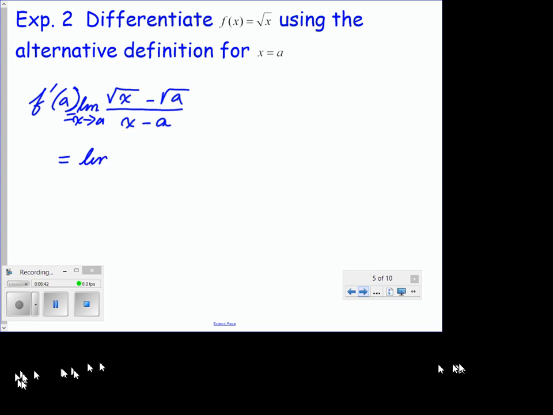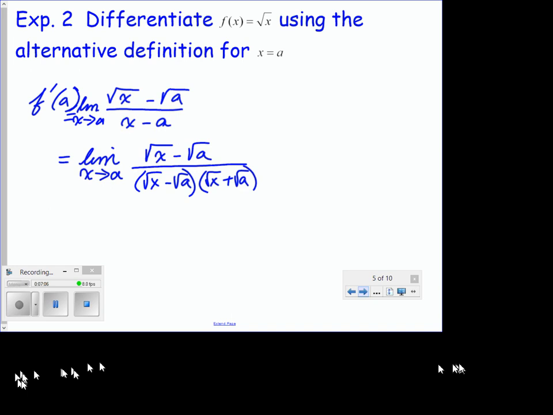So I'm going to write it as the limit as x approaches A of the square root of x minus the square root of A all over the square root of x minus the square root of A times the square root of x plus the square root of A. Do you agree that this denominator can be factored?